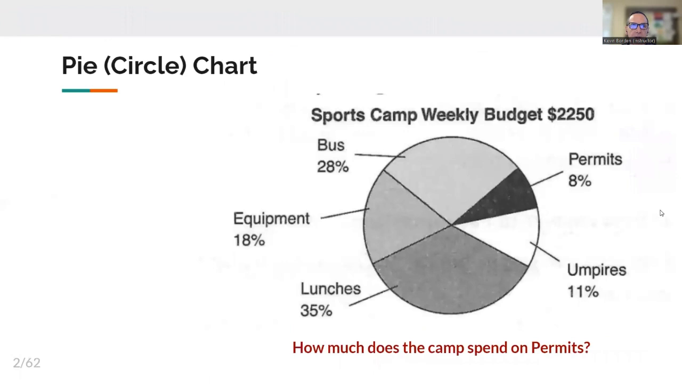All right, a pie chart. So this chart is talking about the sports camp weekly budget. And the budget for the whole camp is $2,250. And you can see here that the pie chart communicates what percent goes to different things, umpires and lunches and equipment, etc. The question is, how much does the camp spend on permits?